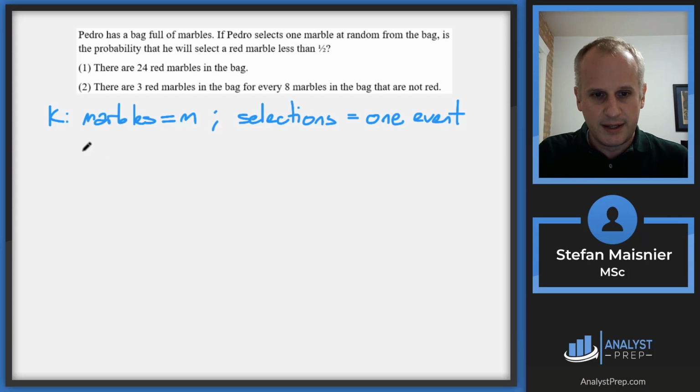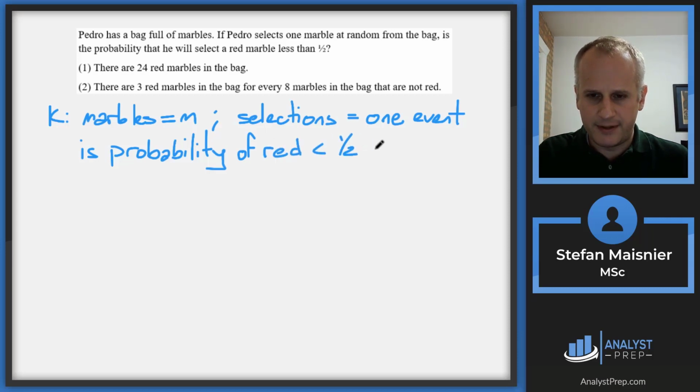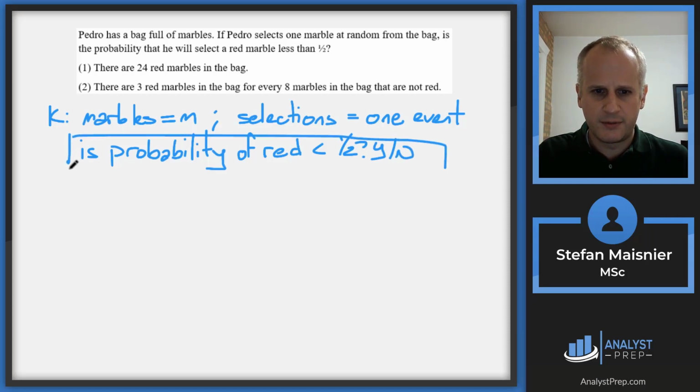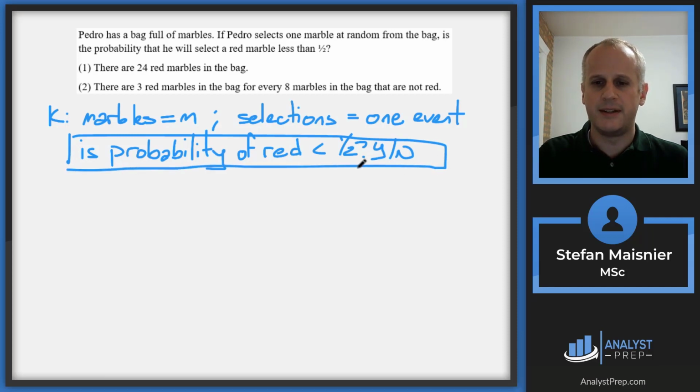Then we're asked, is the probability that he selects a red marble, so is probability of red less than 1/2? And this, of course, is a yes-no data sufficiency, so we'll just go ahead and box this off so we don't lose sight of what the problem is asking for the value of.